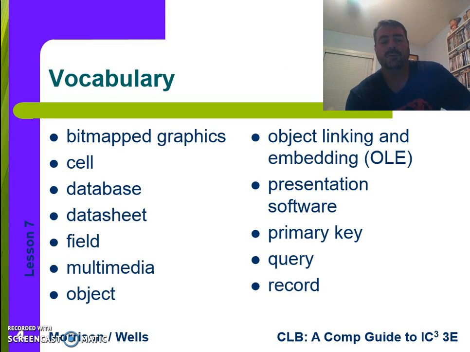All right, moving right along, a couple of things you need to know: the vocabulary. Bitmap graphics, you should know what those are. Those are BMP files, .bmp files. You're going to understand what a cell is, what a database is, what a data sheet is, what a field is for a database, what multimedia means, what an object is. That's all database information. We're also going to take a look at linking, object linking and embedding, as well as presentation software, primary keys, queries, and records.